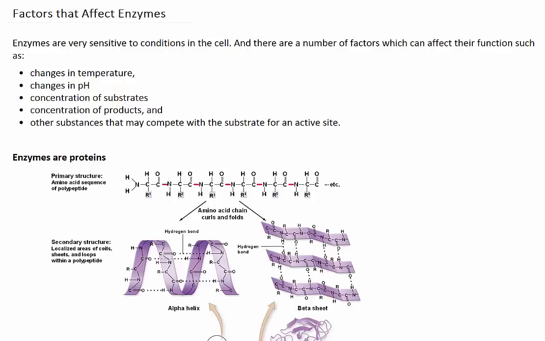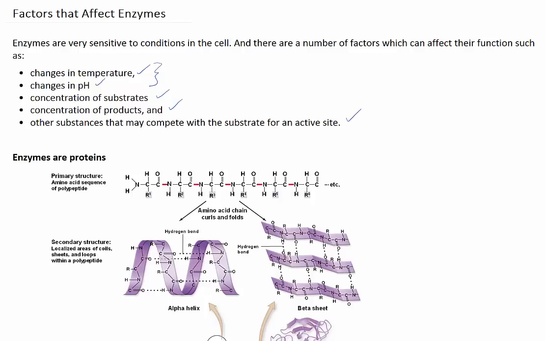Enzymes are very sensitive to conditions, and there are a number of factors which can affect their function, such as changes in temperature, changes in pH, the concentration of substrates, the concentration of products, and other substances that may compete with the substrate for an active site. This video addresses the effect that changes in temperature and pH have on enzymes.